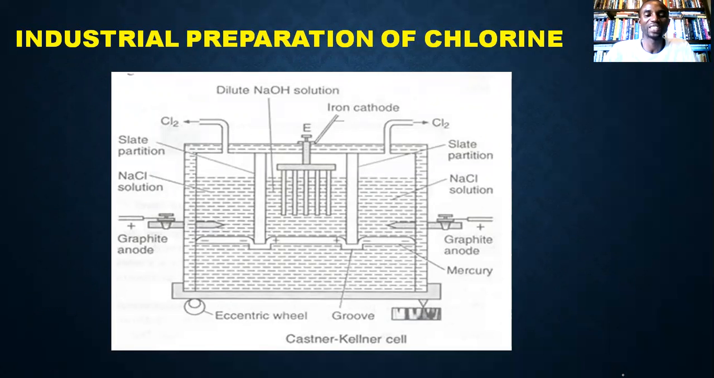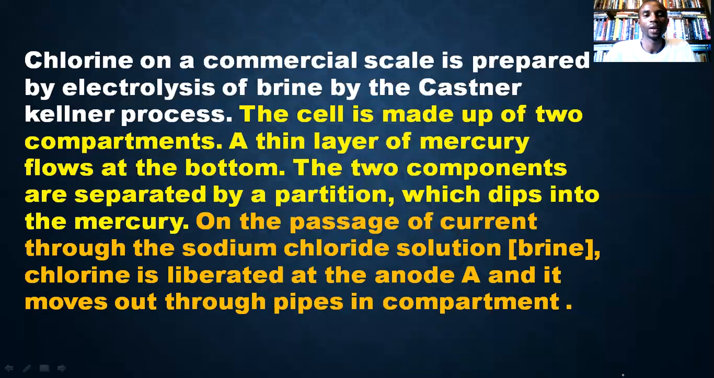Concentrated sodium chloride, which is brine, as you can see in the setup. Now the cell is made up of two compartments. A thin layer of mercury flows at the bottom. The two compartments are separated by a partition, which dips down into the mercury.